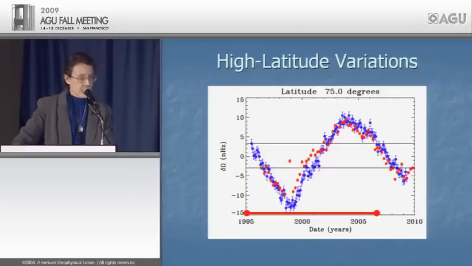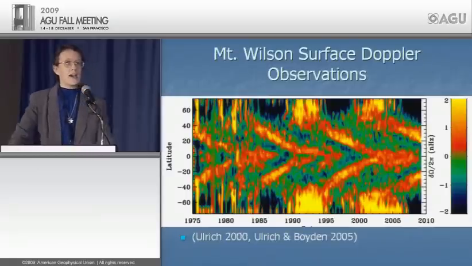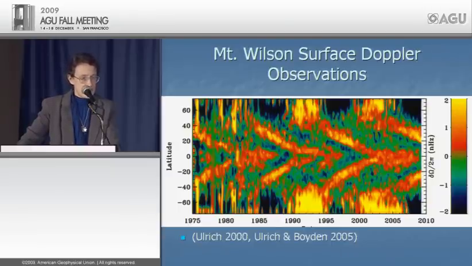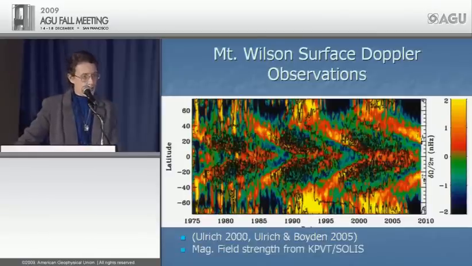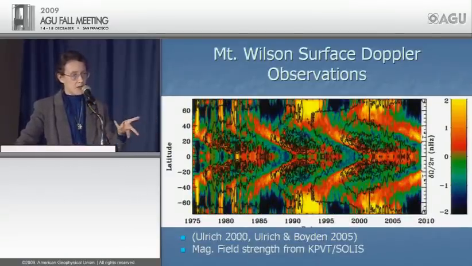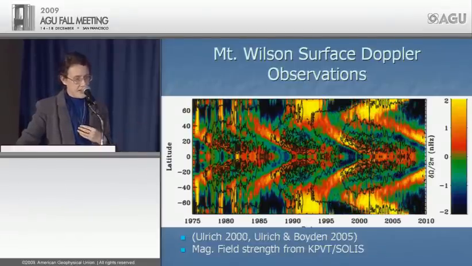Anyway, next. Now, to put this into some historical context, I plotted the observations by Roger Ulrich from the Mount Wilson 150-foot tower as a function of time and latitude. And next. Okay, overlaid the butterfly diagram. Next. Symmetrized the whole thing to correspond to the helioseismic observations. Next. And then overlaid the helioseismology on top of the more recent cycle.